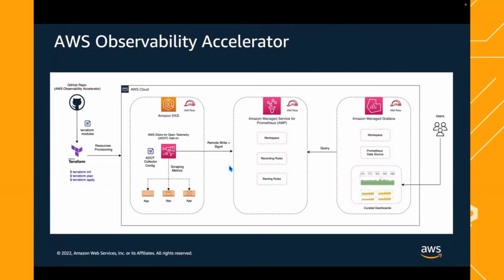From there on, it is configured to send the metrics to the managed Prometheus service. In the managed Prometheus service, we also create the recording rules and the alerting rules. All of those are done by Terraform, by the Terraform module itself. And once those recording rules and alerting rules are deployed, we also create a custom Prometheus data source on the Amazon Managed Grafana workspace.